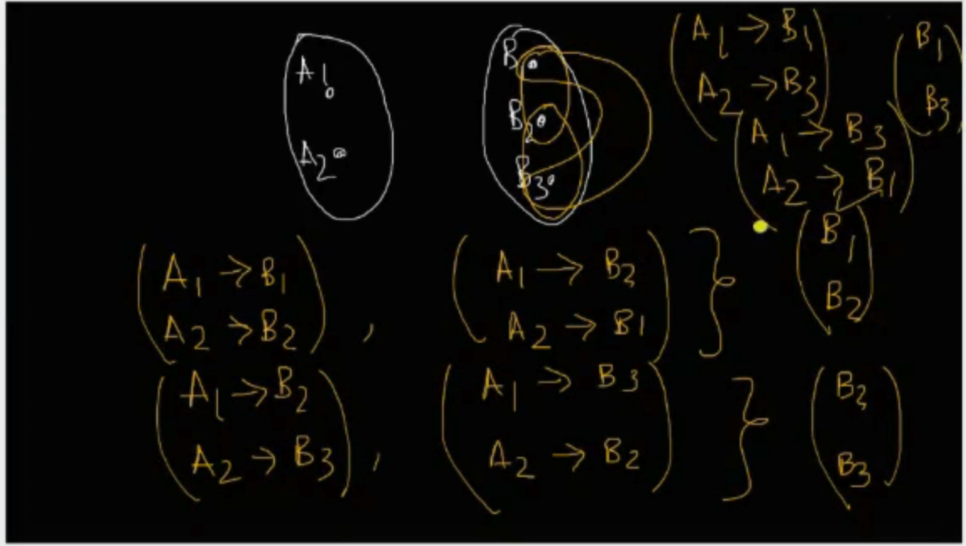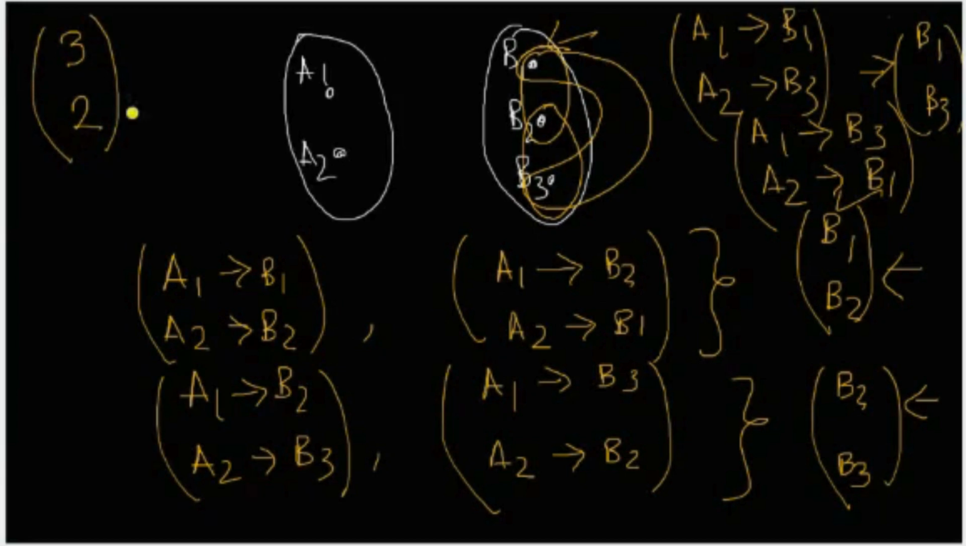So if you see, how many such cases are there? There are three cases. This is one case, this is one case, and this is one case. How will you find this three? It's simple. From these three elements, I want to find in how many ways I can select two elements out of these three. So that's why 3C2, which will be 3. So you have these three cases.